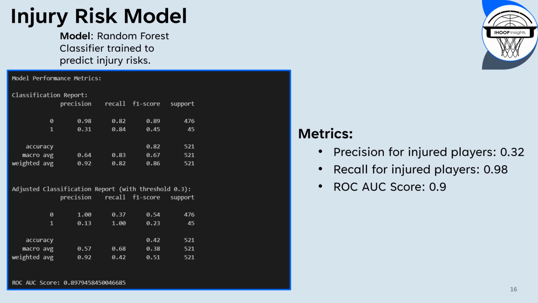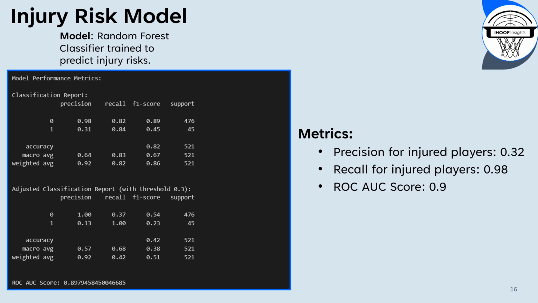So after adjusting the threshold to 0.3, the precision for injured players drops to 0.13, while recall becomes 1, meaning that the model is now able to correctly identify all injured players, with more false positives. And coming to the adjusted ROC AUC score, which is slightly lower at 0.89, but again, it is a good score as we are still able to distinguish injured players and non-injured players.